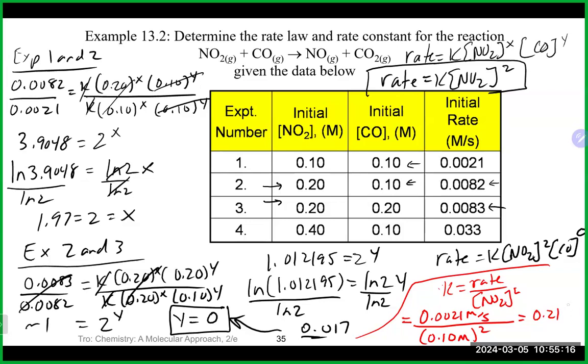Units here would be 1 over molar seconds. As this guy and one of those guys will cancel, right? Still leaving us 1 on the bottom. And this is, again, the units typical that we see with an overall order of second order in this case, right? As it's 2 plus 0 equals second order. Question on that one there?